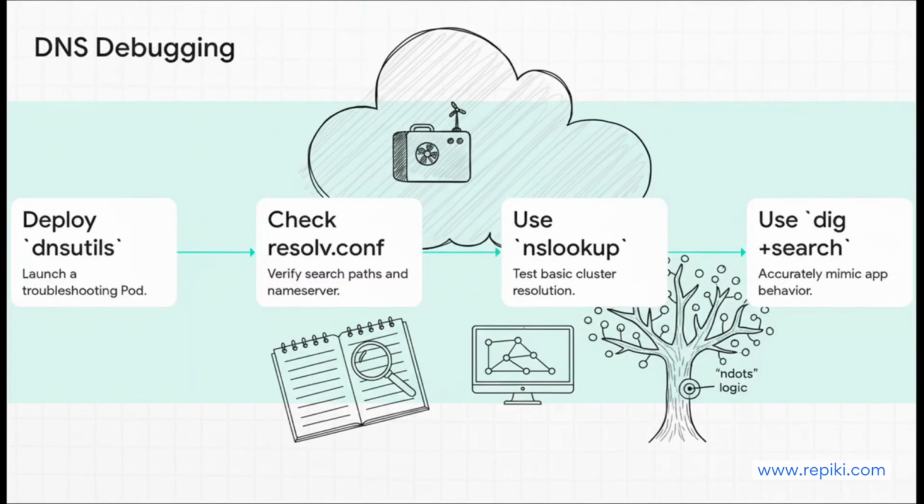So when DNS does go sideways, what do you do? Here's your go-to toolkit. First things first, you have to debug from inside the cluster. So deploy a simple DNS utils pod. Once you're in, take a look at /etc/resolv.conf to see how things are actually configured. You can use nslookup for a quick check, but the real power tool is dig +search. That command will mimic exactly how your applications behave, including all that tricky ndots logic we talked about. It's the best way to see what's really happening.